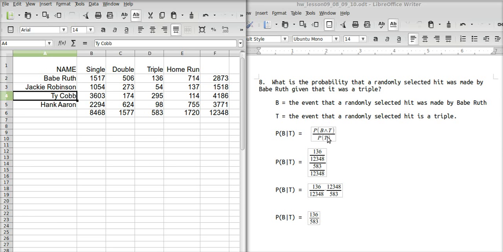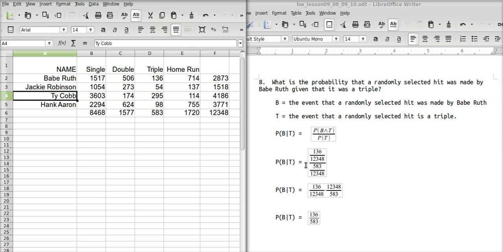Then on the bottom, we want the probability that the randomly selected hit was a triple. If we look at the table here, we see that there are a total of 583 triples, right? That's why we added all these together and got 583. So if I pick one of these hits at random and look at what type it was, the probability that it is a triple is 583 divided by the grand total here.